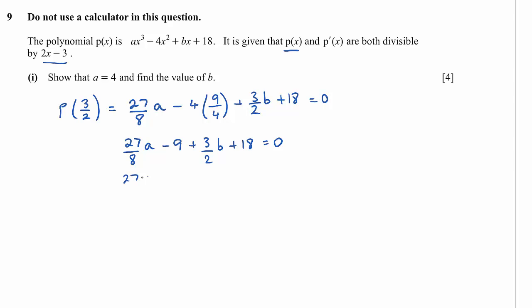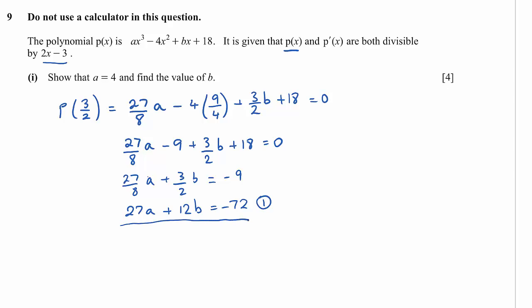So 27 over 8a plus 3 over 2b. So if I do 18 take away 9, that's 9, take it to the other side, so that's negative 9. And let's multiply through by 8 so that we don't have any fractions. And then we've got 27a. So 8 divided by 2 is 4, so that's going to give me 12b. And 8 nines, that's 72. So we'll call that equation 1 and underline it.